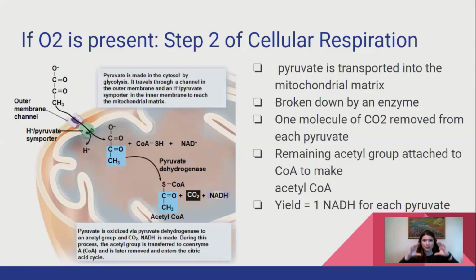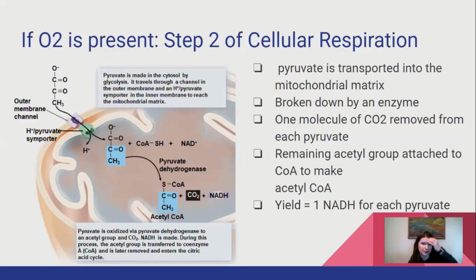Now mitochondria has an outer membrane, has an inner membrane, a space between those two membranes, and then a space inside the inner membrane. Pyruvate is moving all the way through both membranes. So it goes through the outer membrane, goes through the little space between the two membranes, it goes through the inner membrane, and ends up in the mitochondrial matrix. Okay. In the mitochondrial matrix, it gets broken down by an enzyme. Enzyme is called pyruvate dehydrogenase.